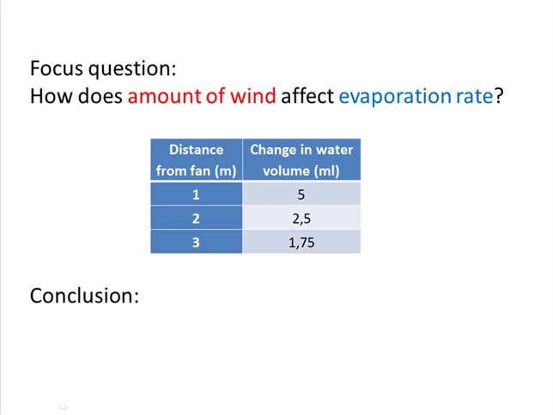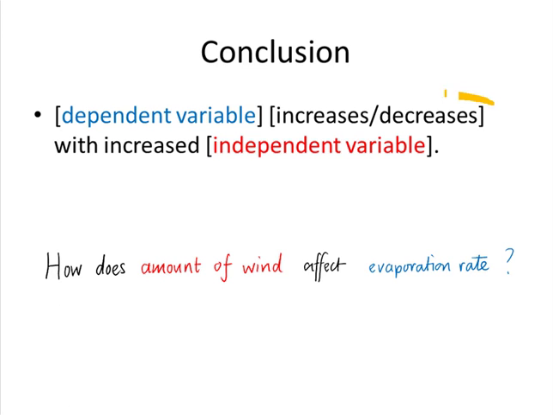So here we have some data from that investigation. The Petri dish closest to the fan has the greatest amount of water evaporated. What is our conclusion? We can give our conclusion in this format.